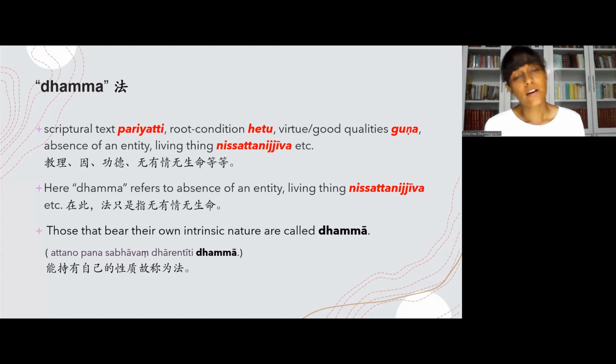The word Dhamma also has many meanings. It means pariyatti, scriptural text, hetu, root condition, guna, virtue or good qualities, nisatta nijjiva, absence of an entity or living thing. Here in the Abhidhammatthasaṅgaha, Dhamma refers to nisatta nijjiva, absence of an entity or living thing. Dhamma has another definition, and it is defined as Attano-pana sabhavam dharentiti dhamma. That means those that bear their own intrinsic nature are called Dhamma.